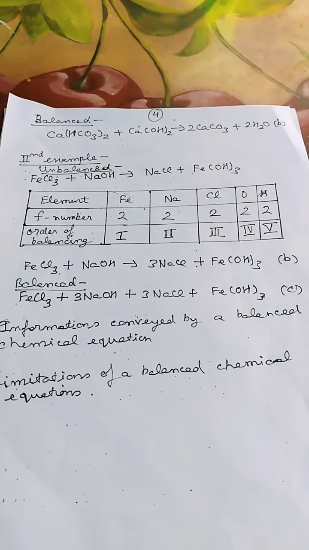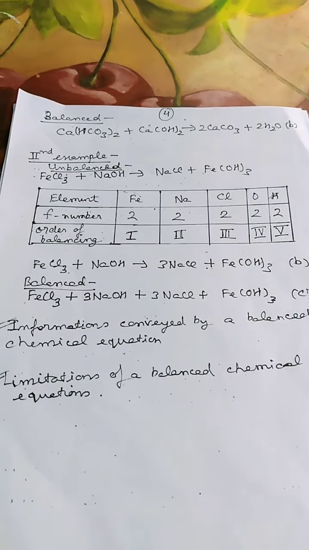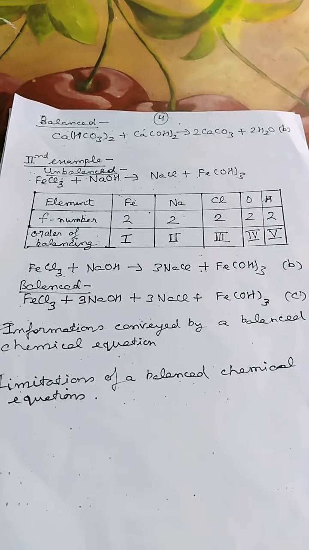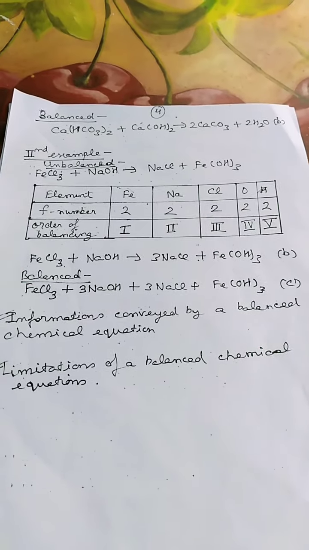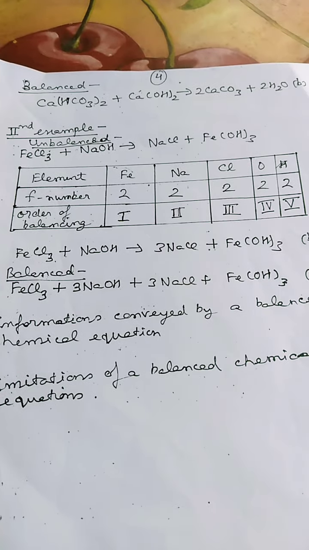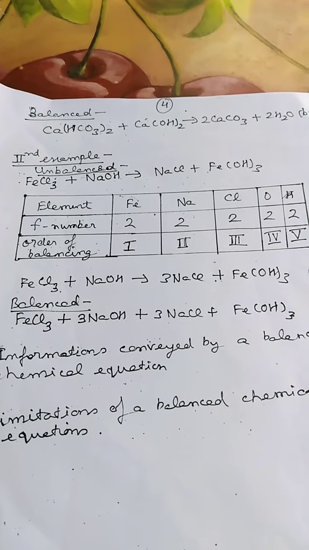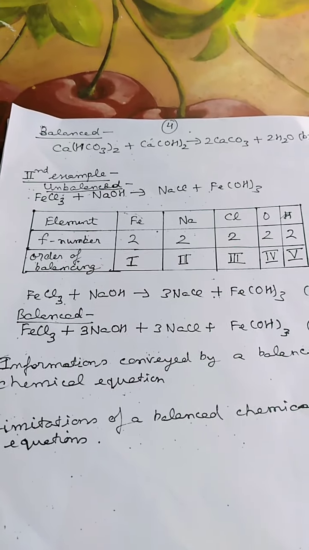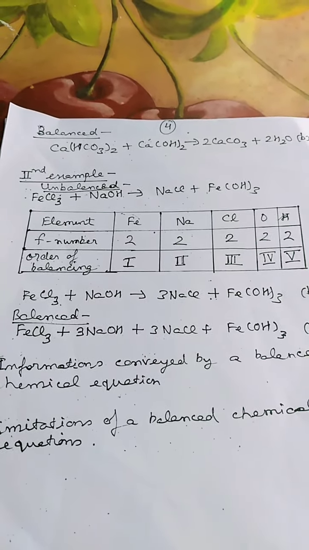The second example we are having is FeCl3 plus NaOH gives NaCl plus Fe(OH)3. We will make the table in this manner: element and the frequency number.